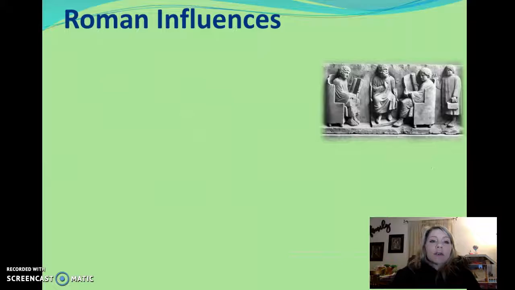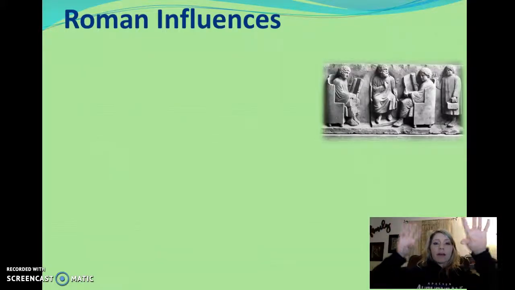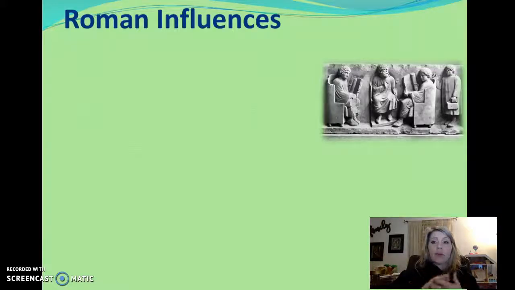So as time went on, the Latins are going to establish themselves, but we know that all these other areas are growing at the same time. So we have the Greeks off to the east. We have another group called the Etruscans off to the north. And the Latins are kind of in the middle.